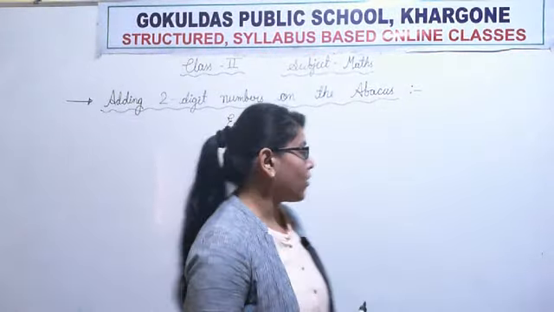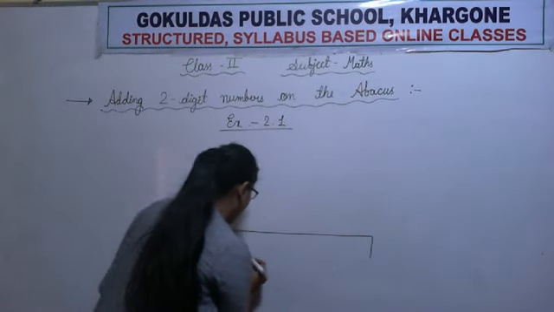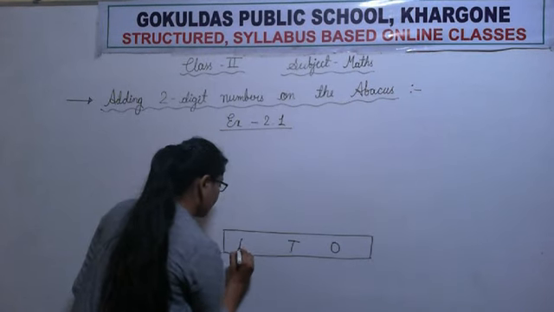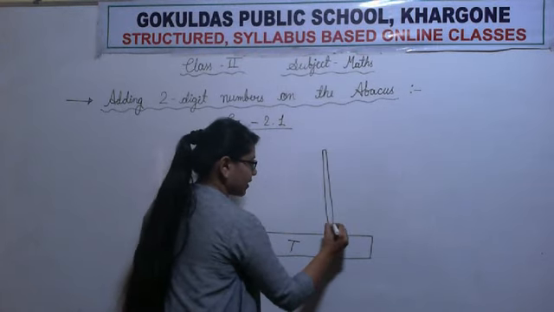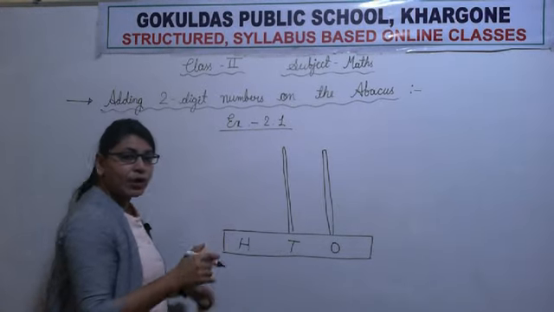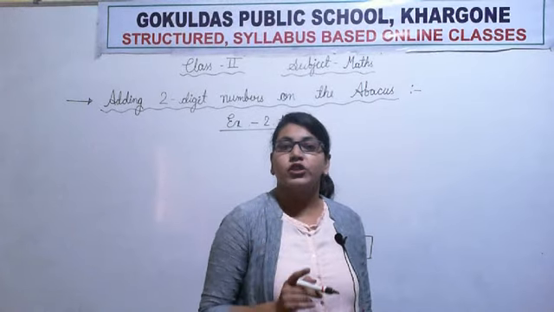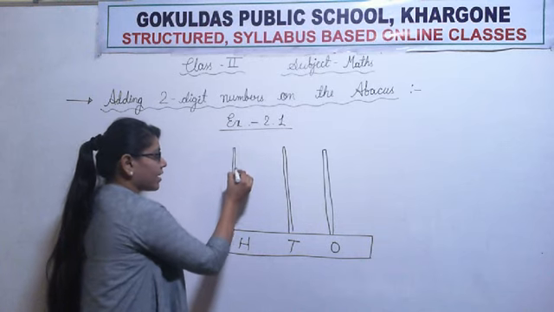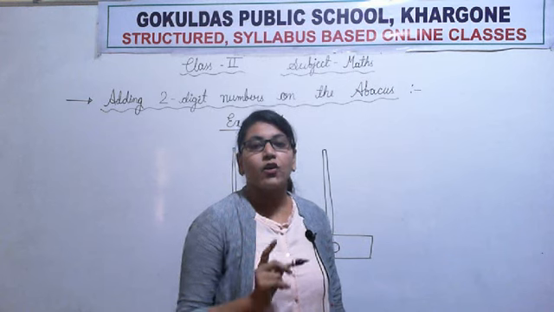So let's see what an abacus is. We are just revising how an abacus looks. This is the ones spike. This is the tens spike. I am drawing by running hand, but you must use a ruler or scale. You do not make it by running hand. You will always use a ruler or scale.